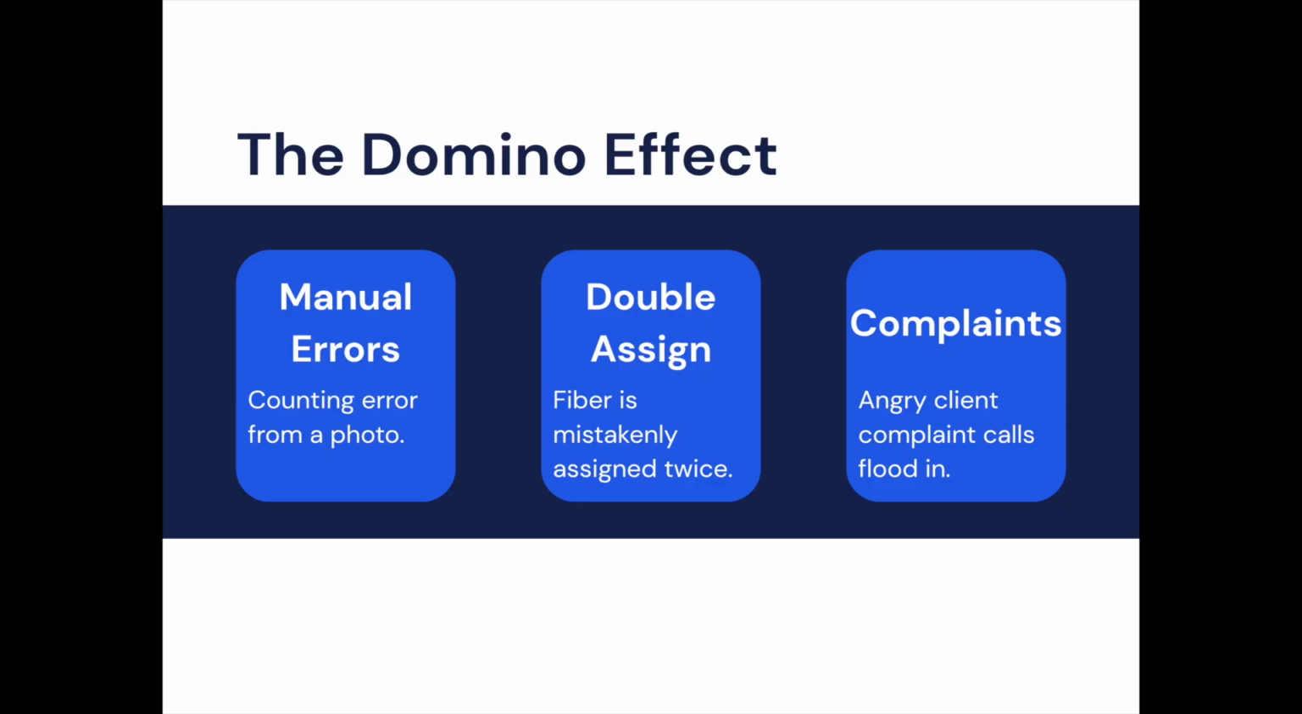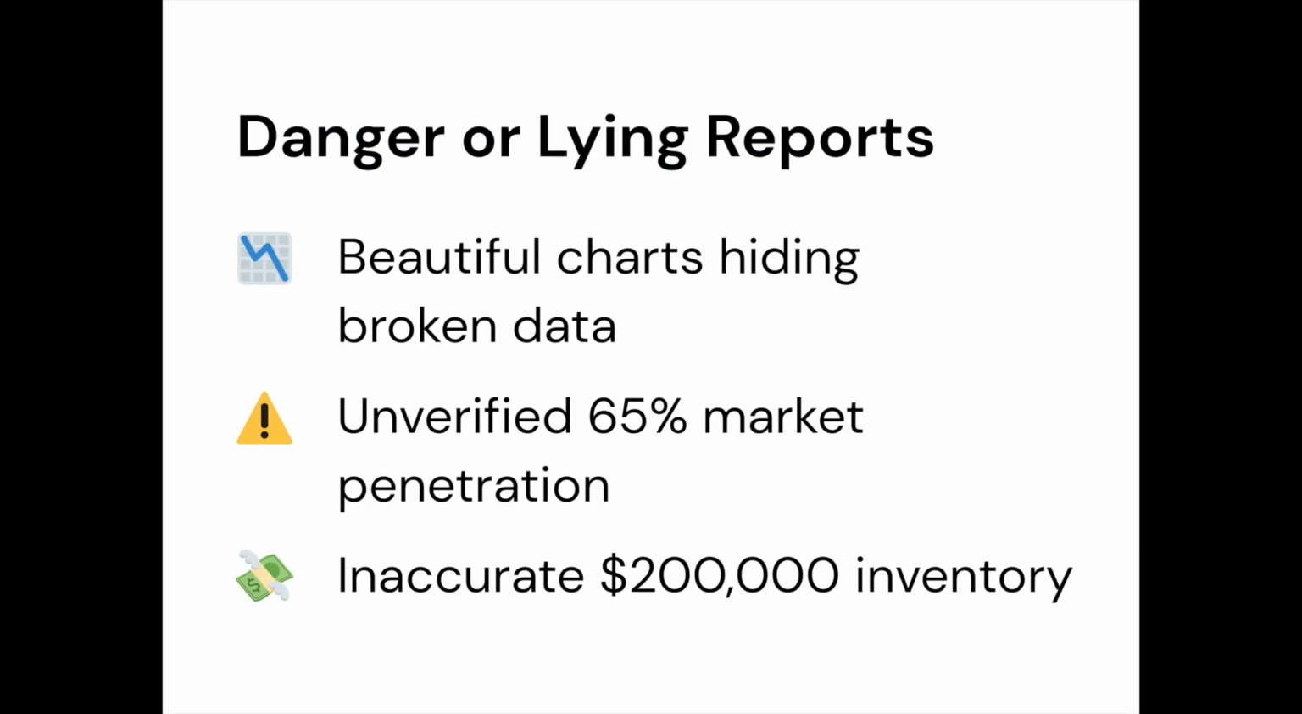Let's actually walk through the domino effect of this. Step 1. A technician manually miscounts fibers from a photo. Simple mistake, right? Well, Step 2, because of that bad data, your installation team assigns a fiber that's already in use. You think you have 10 available, you actually have 0. And then, Step 3, the angry client complaint calls start flooding in. When you have thousands of fibers to manage, these disastrous double assignments aren't a matter of if, they are 100% a matter of when.